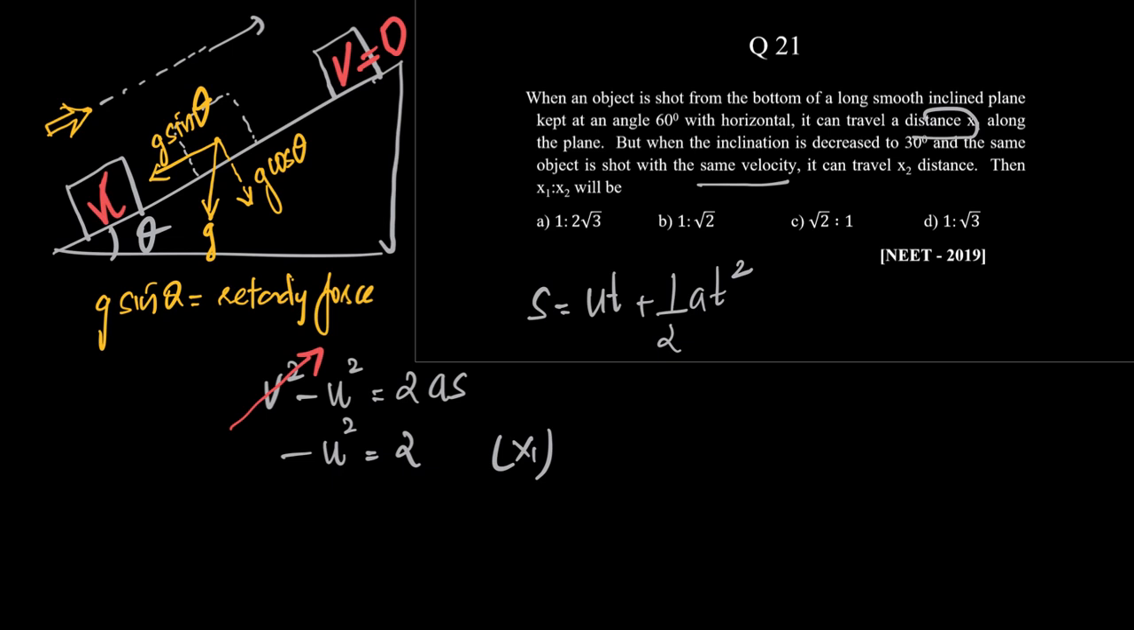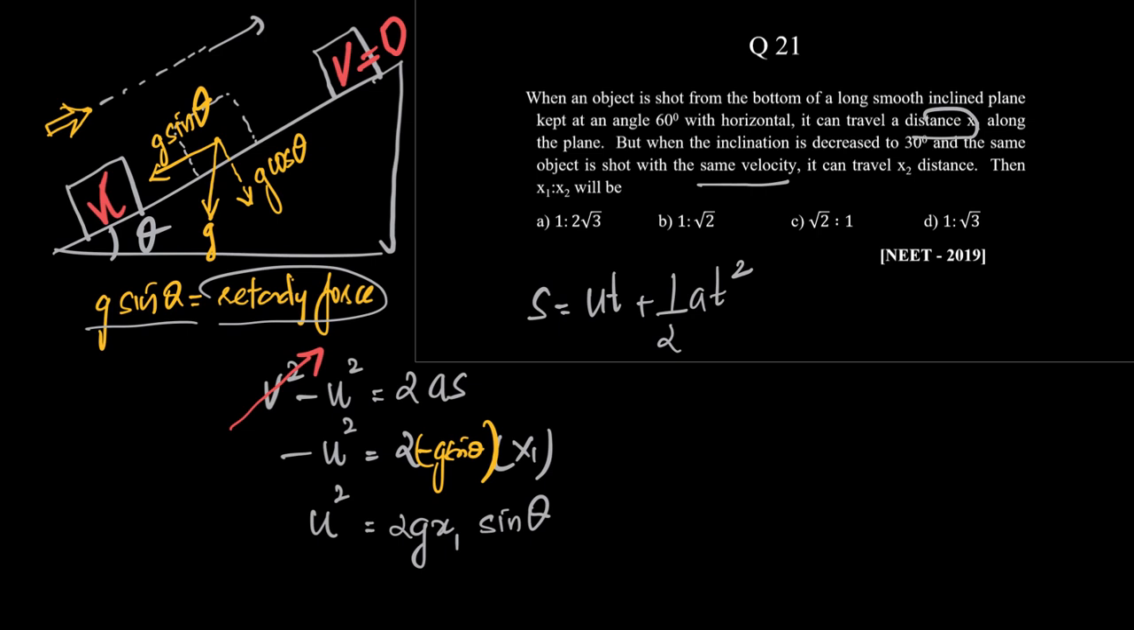What is a here? a is the retarding acceleration, which is g sin theta. And what we need to understand is, since it is retarding, we need to use a minus sign, minus g sin theta. So what do we get for u square? u square is 2g into x1 into sin theta. Okay, so what is x1 from here? x1 is u square by 2g into 1 by sin theta.